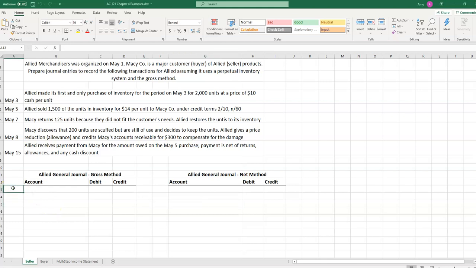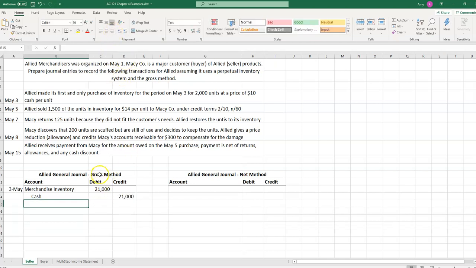So on May 3rd, we're Allied for the first day. On May 3rd, it says that we made our first and only purchase of inventory for the period. We purchased 2,000 units at a price of $10 cash per unit. We gain merchandise inventory, which is a current asset. We take 2,000 times 10, and we debit merchandise inventory, and we credit cash because it says that we paid cash.